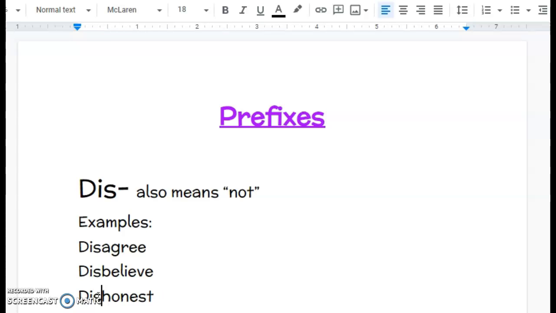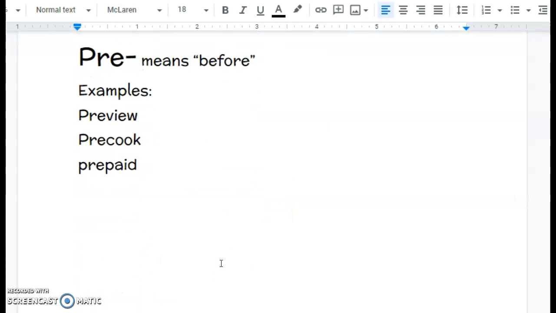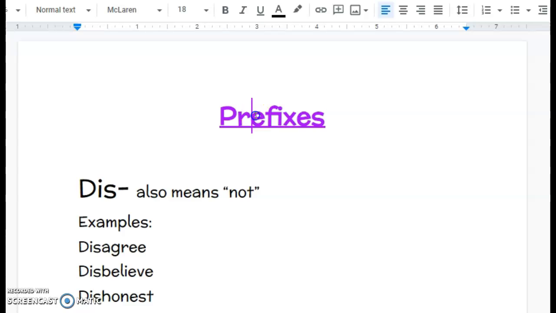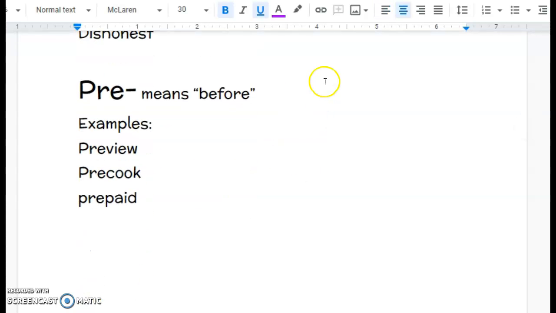So I'm hoping you're seeing now that we're taking some pretty decently sized words, some longer words, and being able to break them apart and read those prefixes to help us understand what the words mean. So again, dis means not. Our next one for today is pre. Now you may notice that pre is actually in the word prefix right here. But let's look at some more examples.